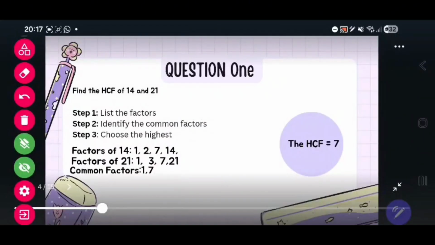Question 1 is to find the HCF of 14 and 21. Step 1 is to list all the factors. The factors of 14 are 1, 2, 7, and 14. And the factors of 21 are 1, 3, 7, and 21. Now we find the common factors, and our common factors here are 1 and 7, and we have no other one. So we can see here that our highest one would be 7.